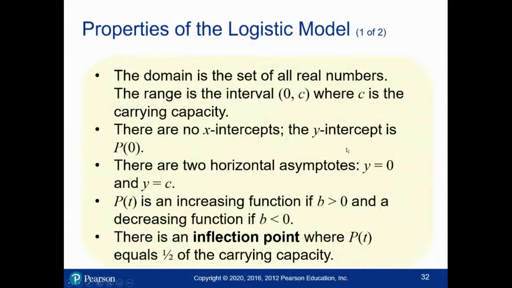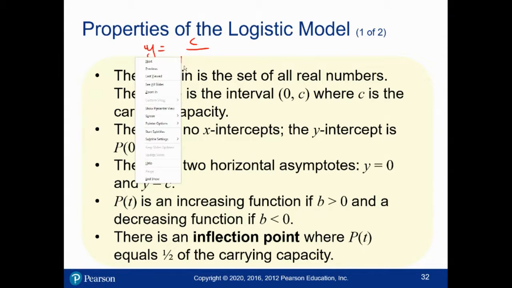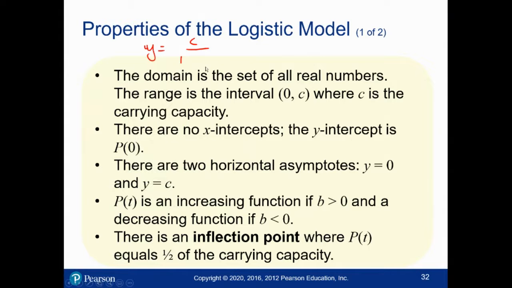So the domain of this function, which I'll go ahead and write back up here, was y equals c over 1 plus a e to the minus bt. Okay, so the domain is all real numbers. There's no problem plugging t into that exponential. The only thing you have to worry about is division by 0. But the exponential e to the minus bt is always positive.